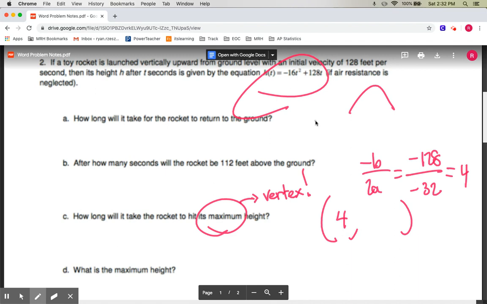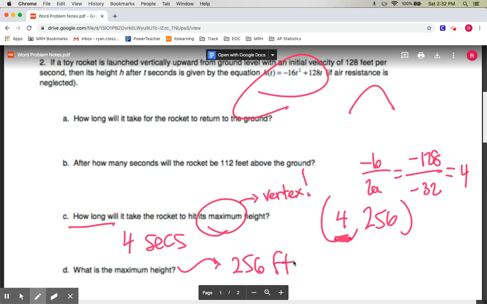And then I plug that x back in to get y. So let me do that real fast here and see what I end up getting when I plug in my 4. It looks like you get a 256. So that's my vertex, and I just have to figure out what these numbers mean. This one says, how long will it take to reach the maximum? Well, that's my time. So it's going to take 4 seconds to get to the maximum height. And then what is the actual maximum height? It's going to be 256 feet.